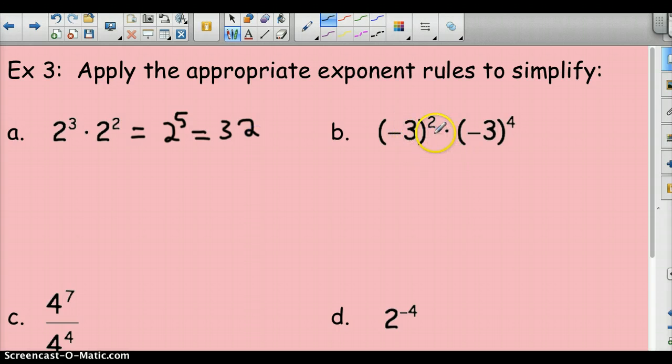Next one, negative 3 squared times negative 3 to the fourth power. I will add the exponents. 2 plus 4 is 6. Becomes negative 3 to the sixth power, which is negative 3 multiplied by itself 6 times. Ends up being 243.